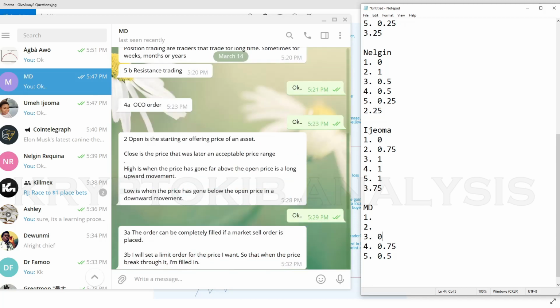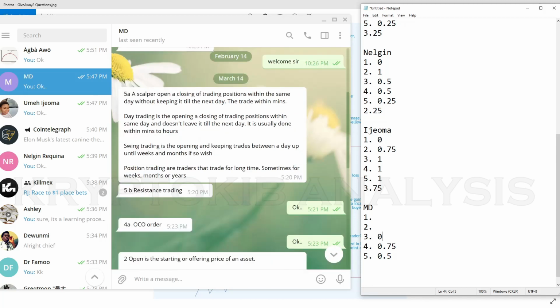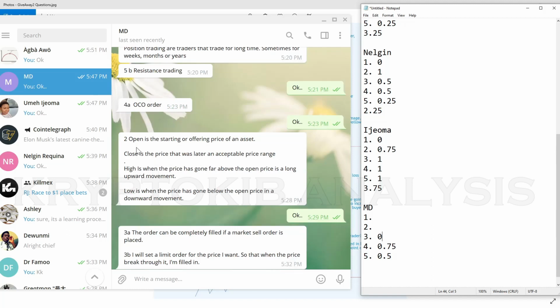Then question 2. Open is a starting or offering price of an asset. Okay. Close is the price that was later an acceptable price range. Okay. High is when the price has gone far above the open price. It's a long upward movement. Low is when the price has gone below the open price. Okay. Can we say that is also correct?